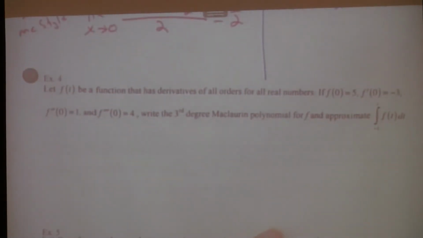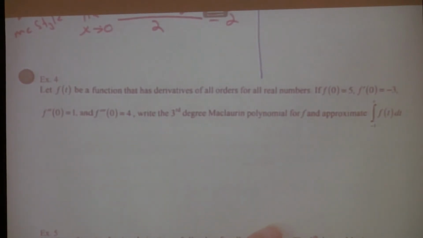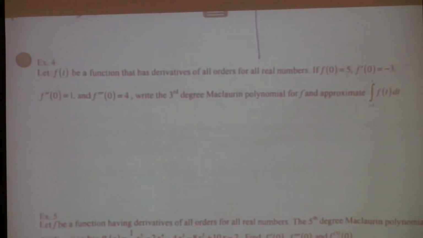What does the next one want? This will be the last one, because we're running out of time. Can I read it? You want to read it again? Yeah. Alright, go ahead. Let f of t be a function that has derivatives of all orders for all real numbers. If f of 0 equals 5, f prime of 0 equals -3, f double prime of 0 equals 1, and f triple prime of 0 equals 4. Write the third degree Maclaurin polynomial of f and approximate the integral from -1 to x of f of t dt.